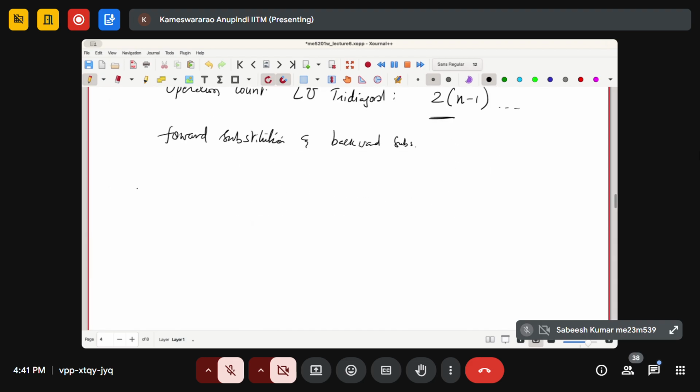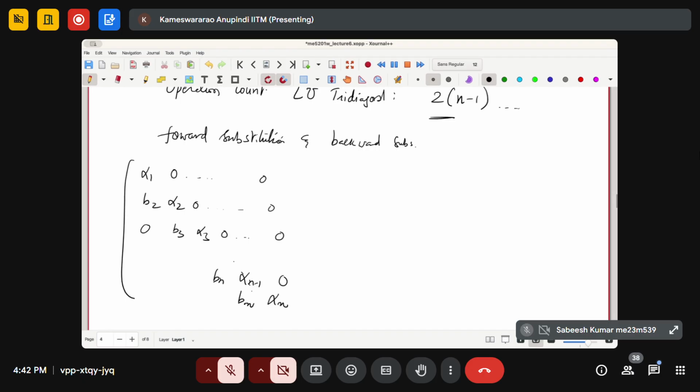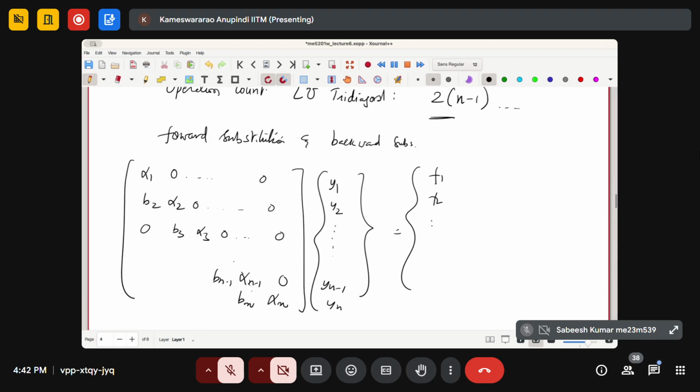So that is going to be alpha 1, 0 all the way to 0. We have B2, alpha 2, 0 all the way to 0. 0, B3, alpha 3, 0 all the way to 0, and so on. We have alpha n, beta n. This is going to be 0, alpha n minus 1, bn minus 1. Okay, and then we have y1, y2, y3 all the way to yn minus 1, yn equals f1, f2 all the way to fn minus 1, fn.